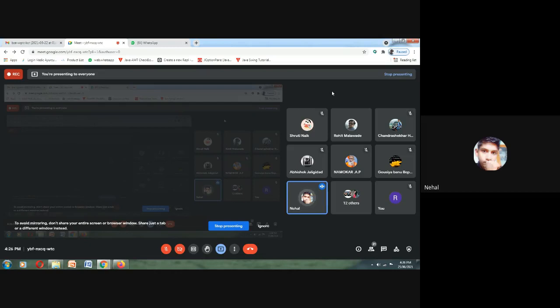Displacement of layer of sand and gravel, displacement above and below. Okay. Any other guesses? Except Nehal, any other guesses? Yes. Any guesses?